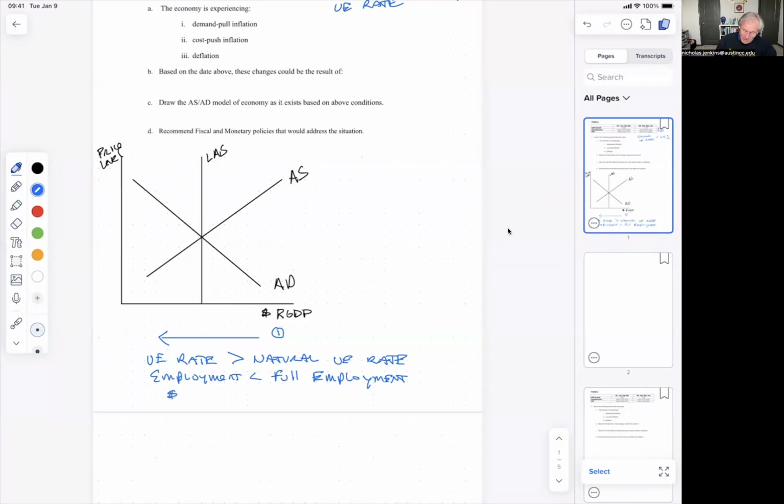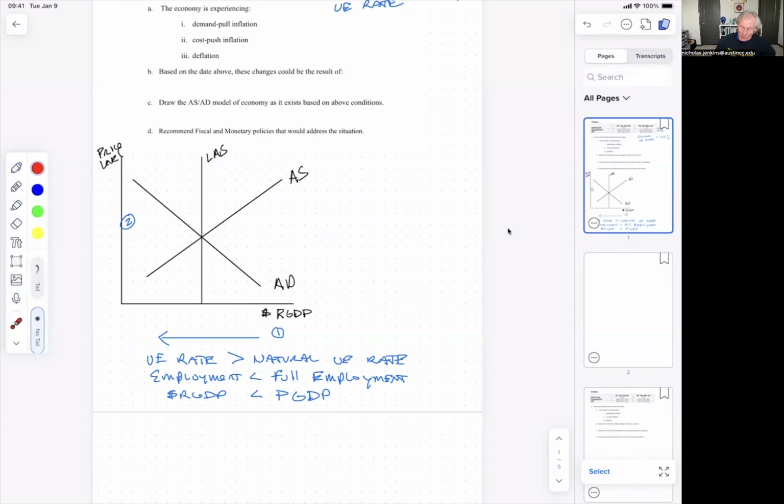So real GDP must be lower than potential GDP, which means that we have to be somewhere on the left side of long run aggregate supply. Somewhere here, our equilibrium must have moved to somewhere in this area, because that's where unemployment rate is high, and we're below full employment, and we are not producing to capacity.